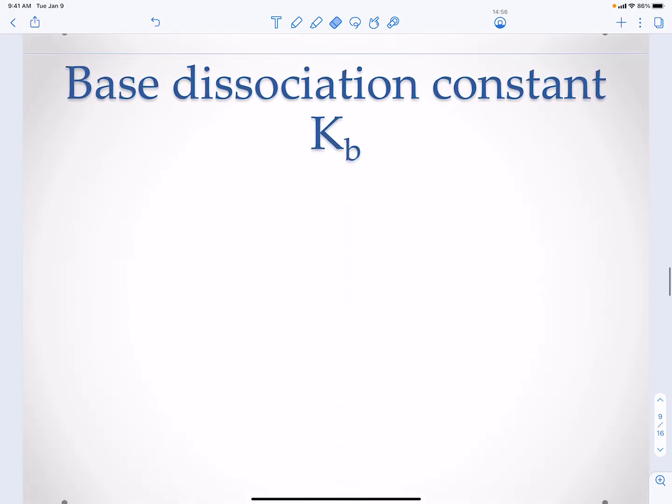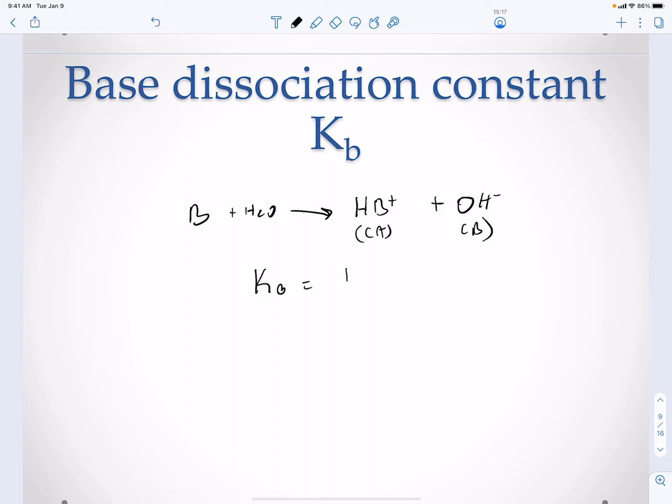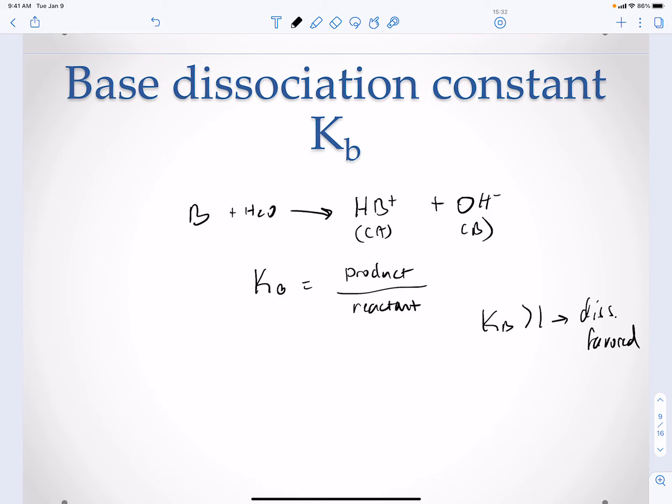Now, base dissociation has the same kind of concept. You have your base plus your water, and you're going to get your conjugate acid and your conjugate base. And the Kb is going to be the same product over reactant. So Kb greater than 1 is going to be dissociation favored. You have more product than you have reactant. So every acid has a Ka, and every corresponding conjugate base has a Kb.